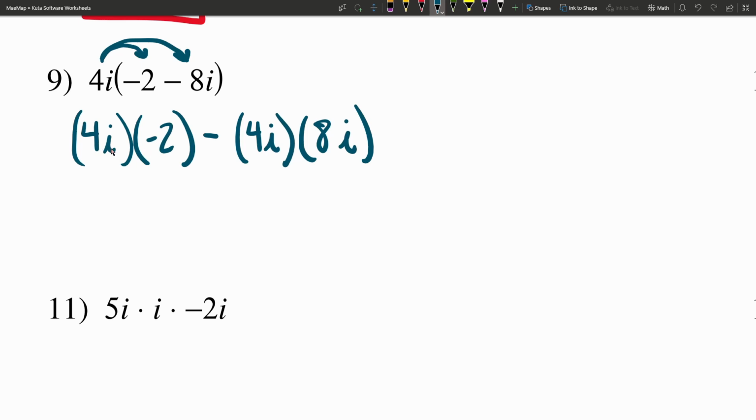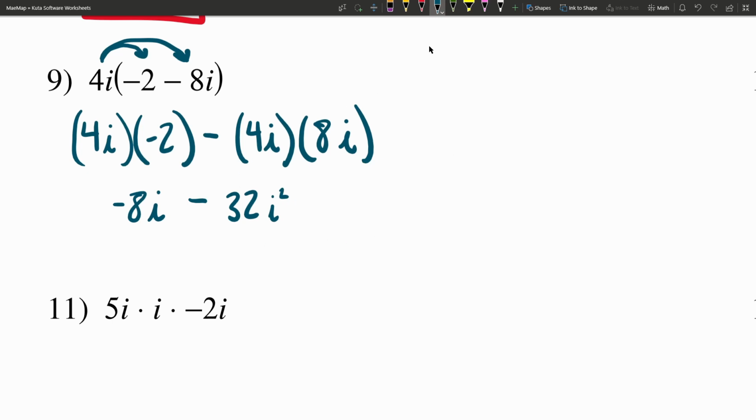Now multiplying 4i times a negative 2, again treating that i similar to a variable, we have 4 times negative 2, that's going to be a negative 8, so we have negative 8i. And we're subtracting 4i times 8i. So 4 times 8 is 32, and then i times i is i squared.